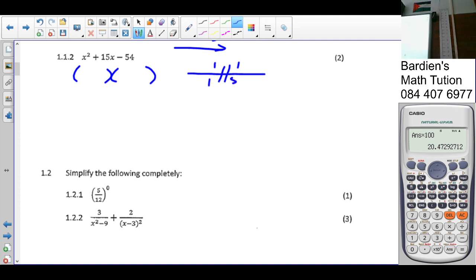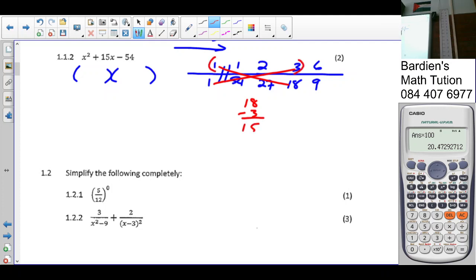Your factors of 54 are 1 and 54, 2 and 27, 3 and 18, 4 and... 6 and... 4 doesn't work. Anything else? 6 and 9. Do we add or subtract our factors? You subtract. So 27 minus 2 is 25, 18 and 3. That's it. 1 times 18 is 18, 1 times 3 is 3, 18 minus 3 is 15.